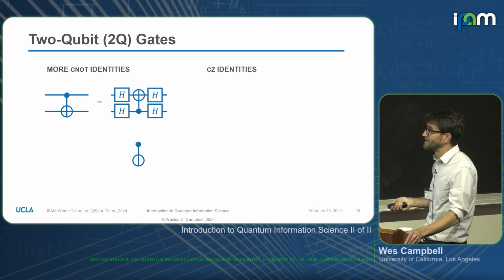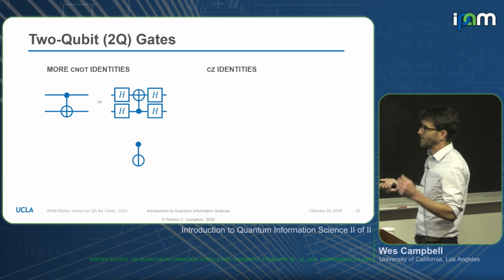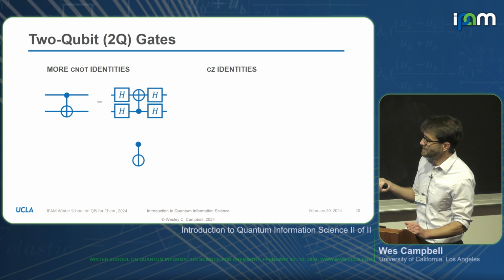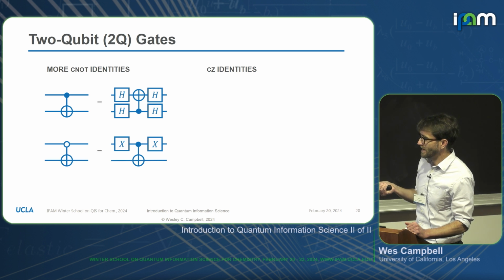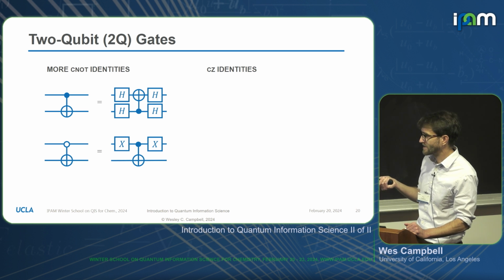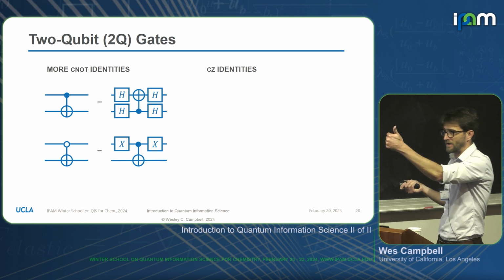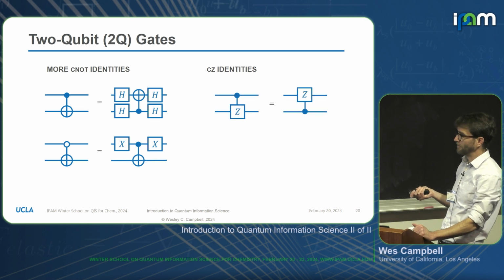Okay, some identities. Here's an identity. You can make a controlled NOT gate where you flip the role of the target and control qubits by sandwiching it with Hadamards. Okay. Here's another one. If you want to have a controlled NOT that is controlled on the 0 state, you can make it out of a controlled NOT that's controlled on the 1 state by just flipping the control qubit before and after. That makes sense, right? Remember the X operator flips, is a pi rotation around X. It takes the north pole to the south pole and vice versa.